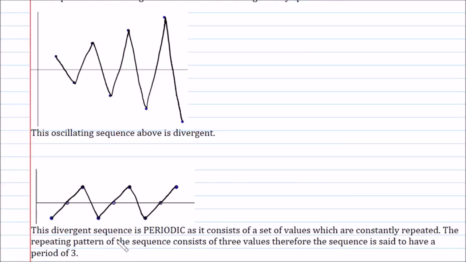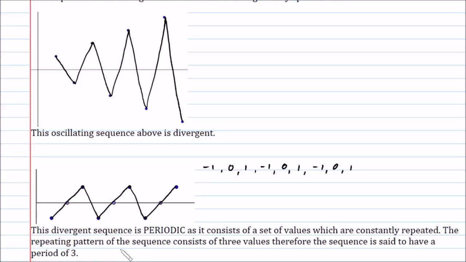Now, this divergent sequence is periodic, as it consists of a set of values which are constantly repeated. Just put in some values. Say we have -1, 0, 1. So -1, 0, 1. Then we go again. -1, 0, 1. And -1, 0, 1. So we're just repeating these values over and over again.